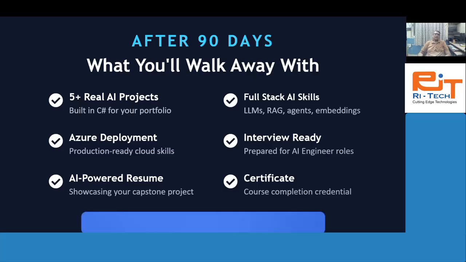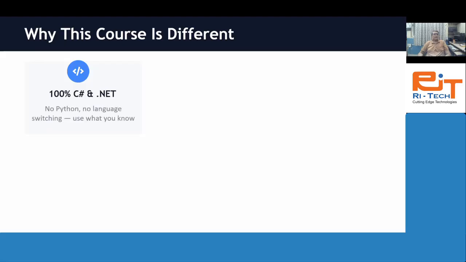So this is the step-by-step roadmap of 90 days from a backend developer or full stack .NET developer to AI engineer. Now, why is this different? It is going to cover 100% C# and .NET. No Python, no language switching. Use what you know. It will count your experience and skills.